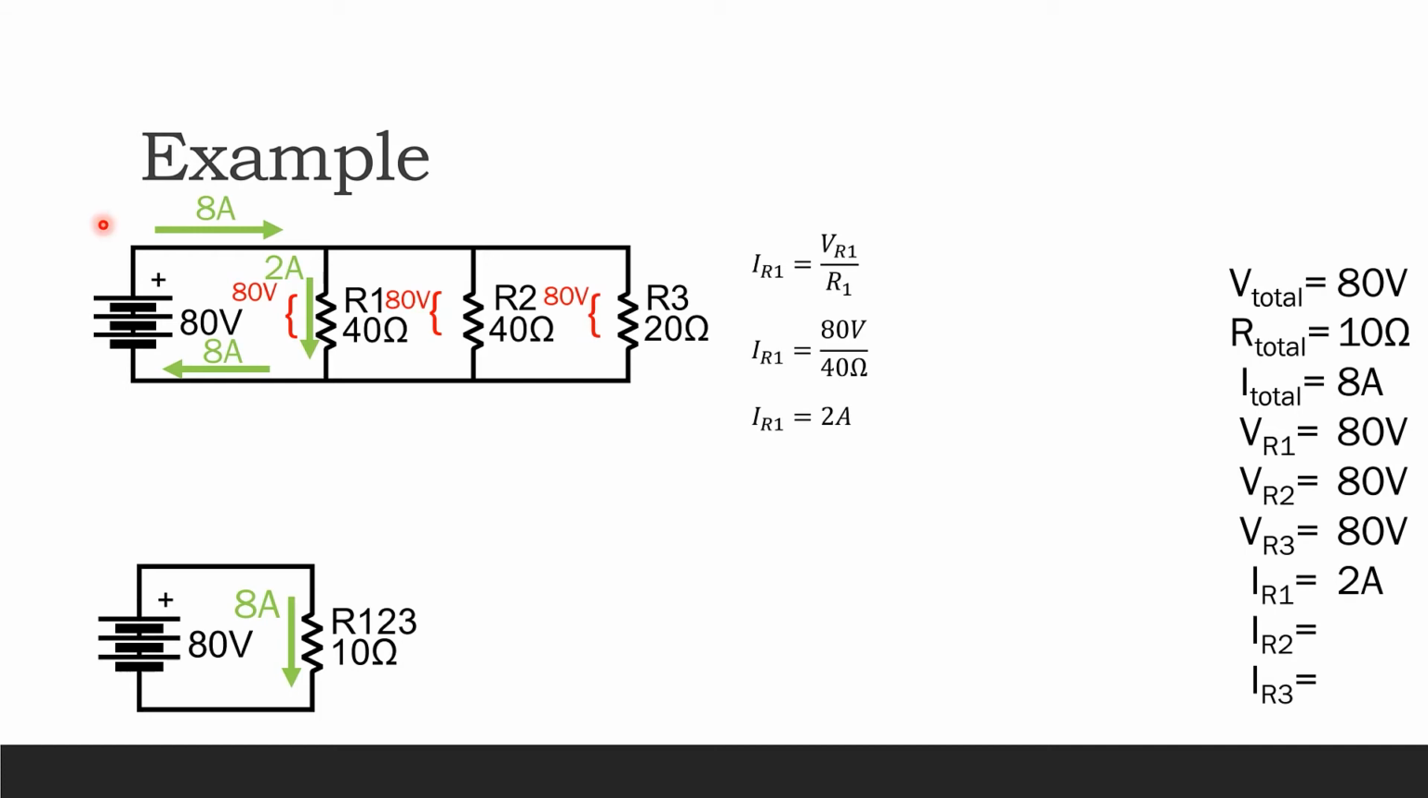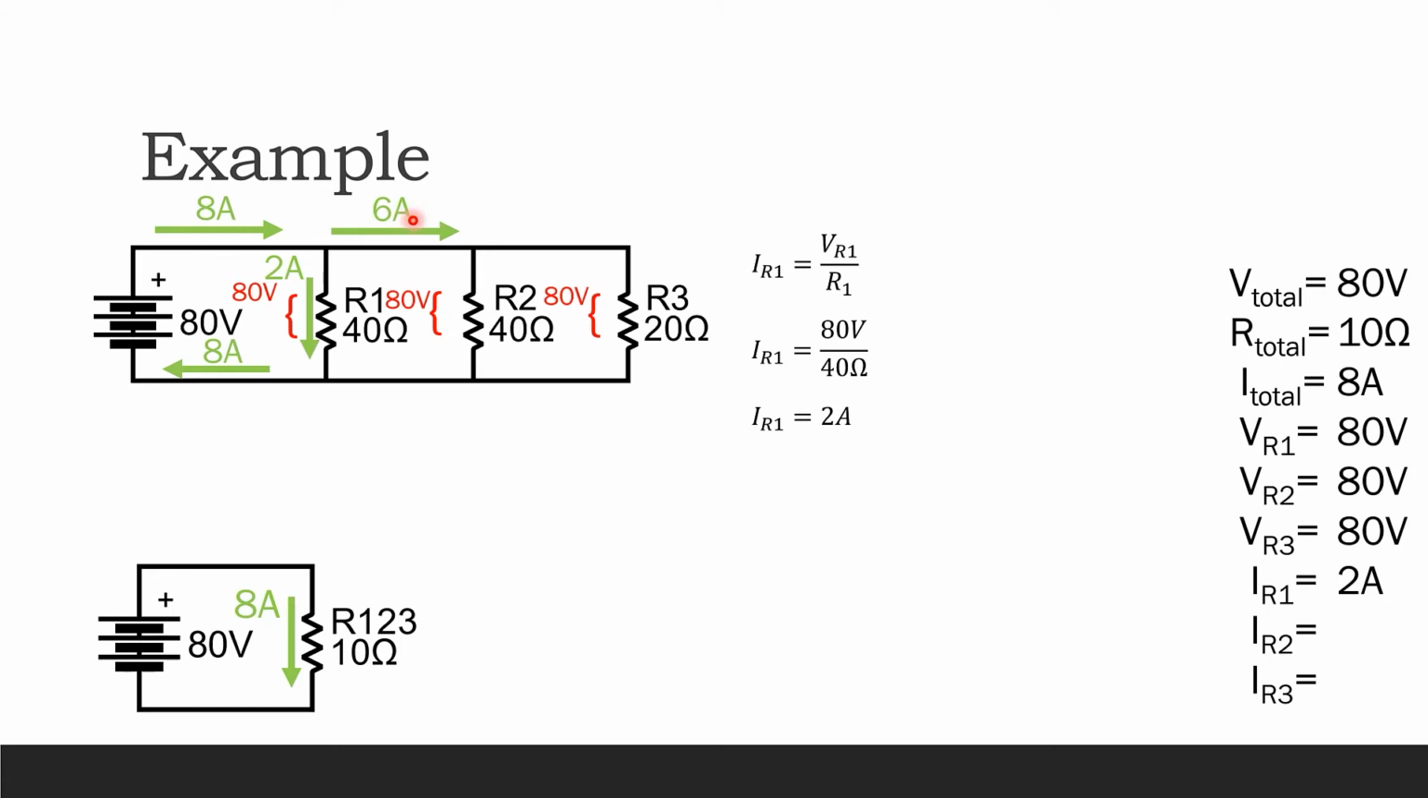Now let's look at this current for a minute. We know that we have 8 amps flowing out of the power supply, and 2 of those amps are flowing down through R1. So the rest of the current has to be flowing this way. That means that we have 6 amps flowing this way.